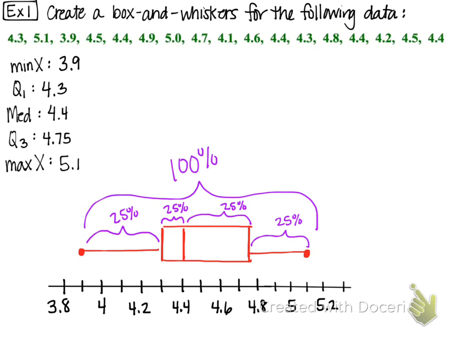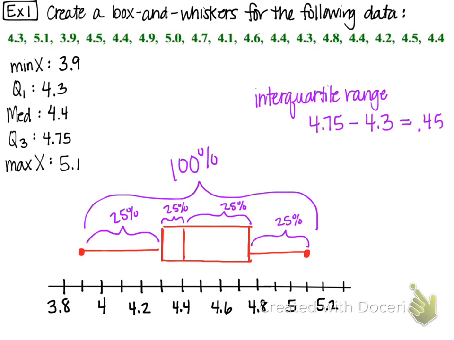Now, the only thing that we didn't find from the calculator is we need to find our interquartile range. So in order to find that, we're going to take our Q3, which is 4.75, and we're going to subtract from it 4.3. And we get 0.45.